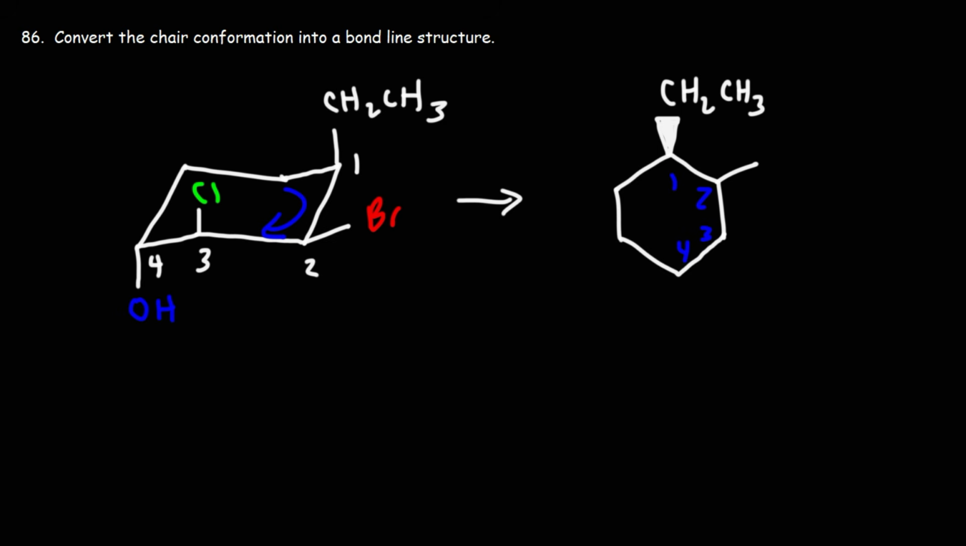Carbon 2, we have bromine. And bromine is going up just like the ethyl group, so they're going to have the same configuration. They're going to be on the wedge. On carbon 3, we have chlorine going up, so that's going to be on the wedge as well. And carbon 4, the hydroxyl group is going down, so that's going to be on the dash. So that's how we can convert a chair conformation into a bond line structure.